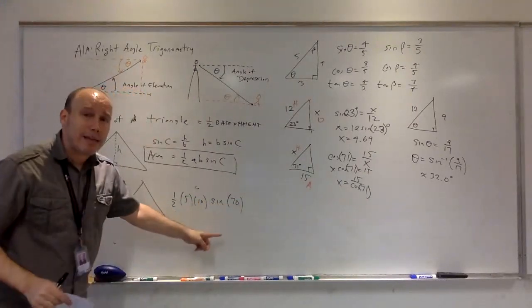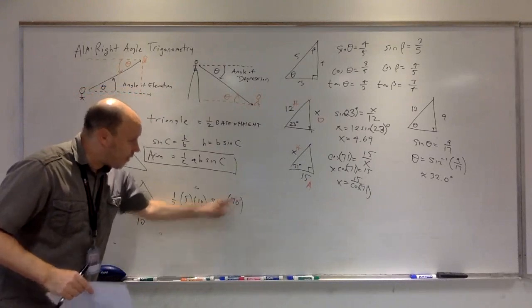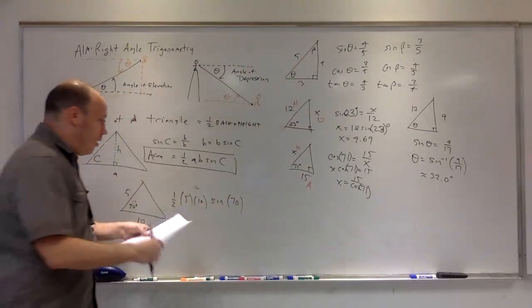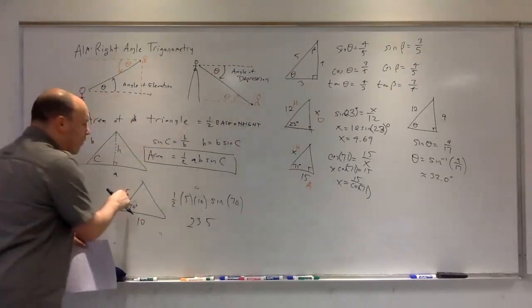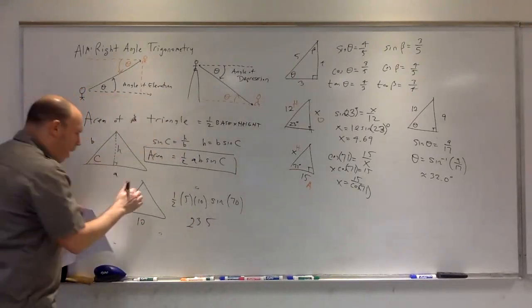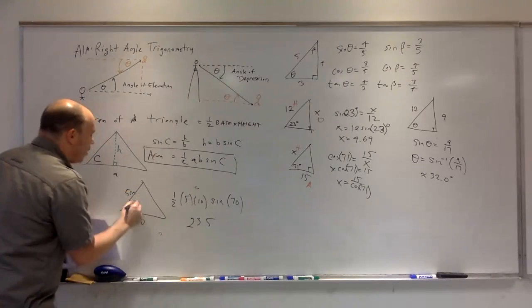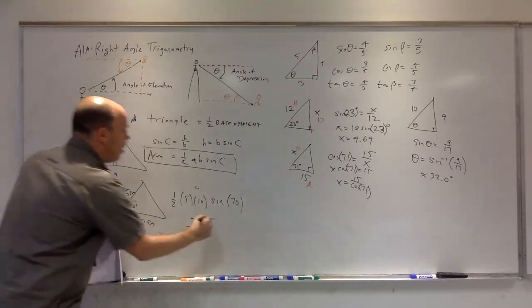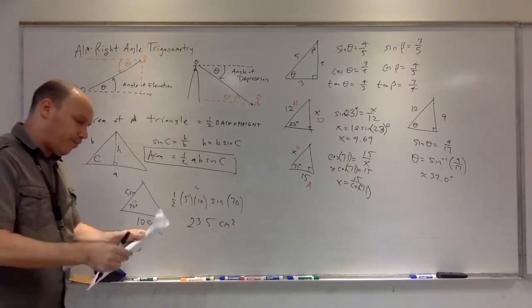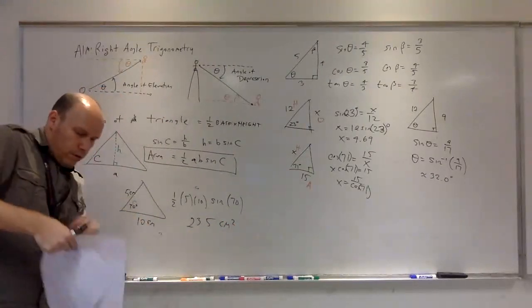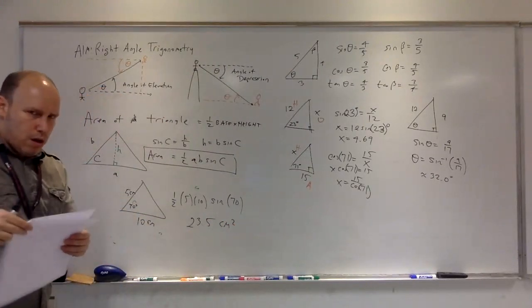Please remember when you put this in the calculator, the 70 has to go inside the parentheses. You hit enter, and the answer is 23.5. Whatever the units are, don't bother me. I mean, I guess I should, but let's say this is centimeters. So this is square centimeters. Nice.